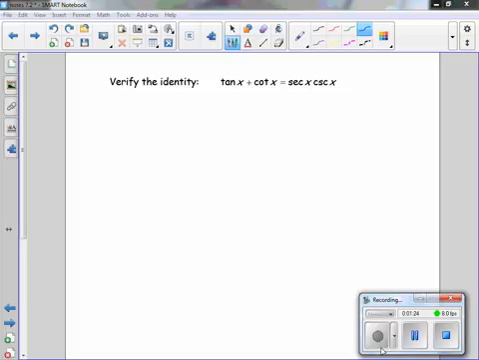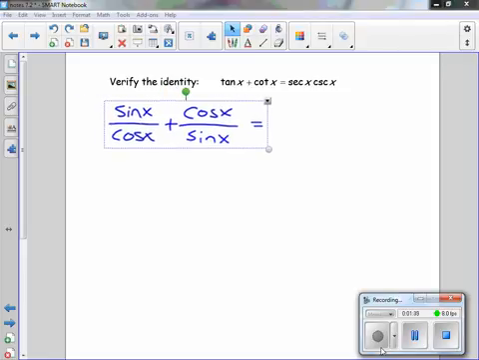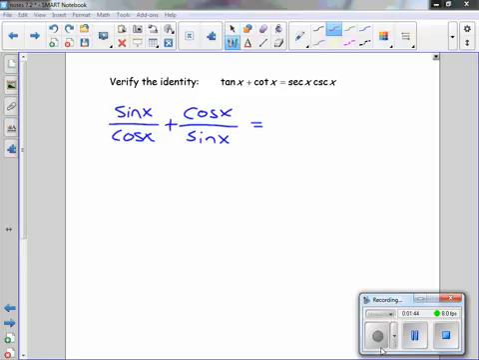All right, so for the left side, I'm going to rewrite it as sine x over cosine x, because that's what the tangent is. And then cotangent is cosine x over sine x. Now, from there, we need to get a common denominator. The common denominator will be cosine x, sine x. So you provide each portion with what it needs. This part needs sine x. This portion needs cosine x.